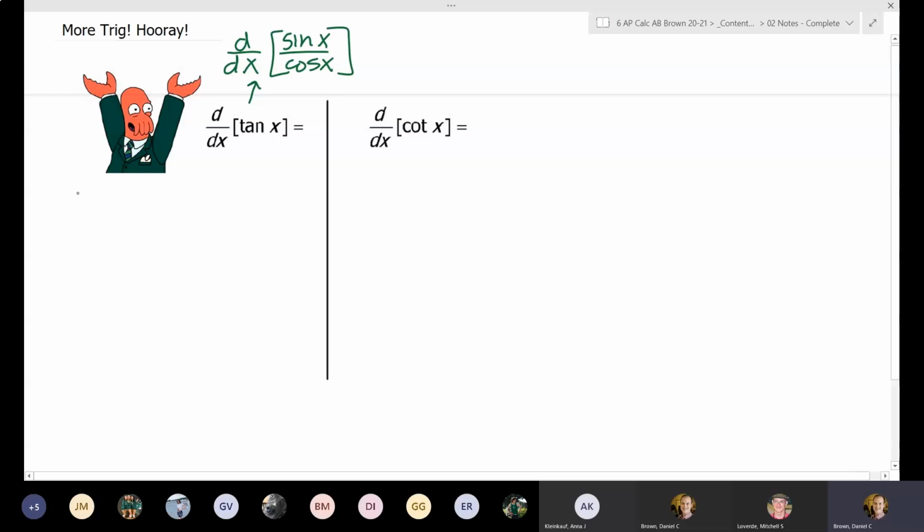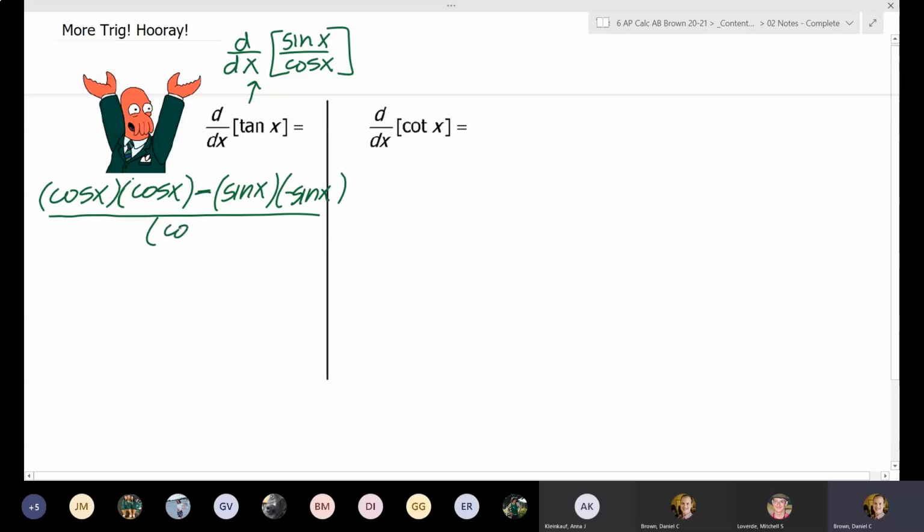So I have low d high, the derivative of sine is cosine, less low d high less high d low. Remember, the derivative of cosine is negative sine. Draw my line, and down below, the bottom squared will go. So that is my derivative of tangent using the quotient rule.